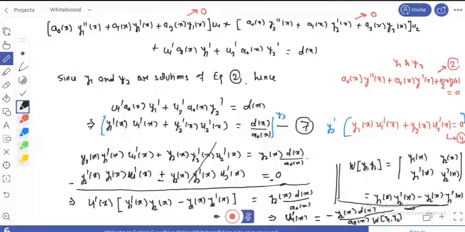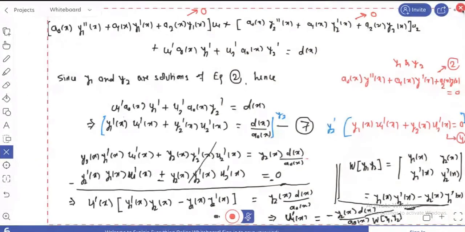Similarly, if we eliminate the u1' term and we are interested in finding u2', we multiply the equation by y1 in this term and y1' in that term, and now subtract those terms. In the next page we will find the next term, that is u2'.